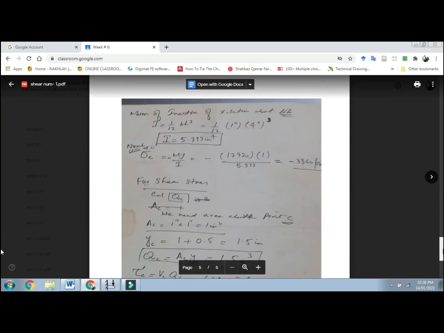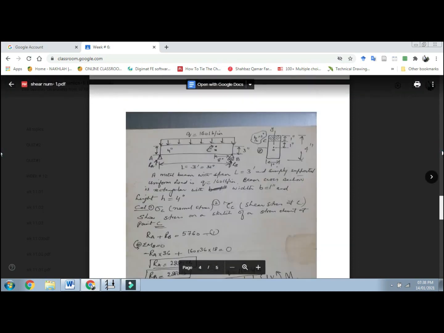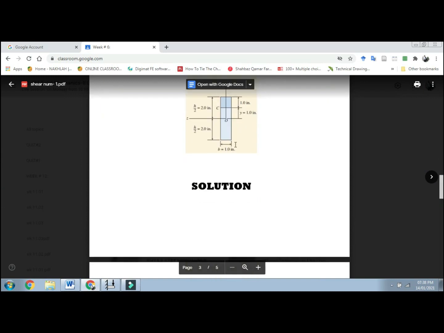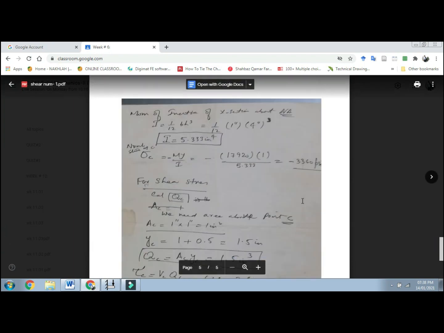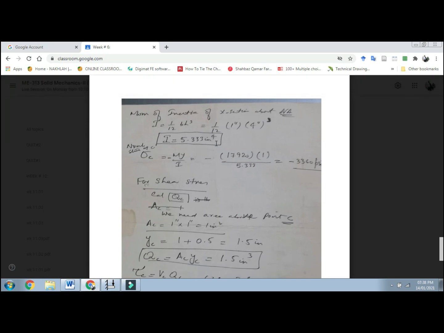Then we calculated the moment of inertia for the cross section. This is the cross section, 1 by 12 bh cubed. It's a rectangular cross section, so it comes out to be 5.33 inch^4. Then the bending stress is My upon I. Since it is above the neutral axis, we take the minus sign. What was the bending moment at C? 17920. Y is half the distance from the neutral axis, I just calculated at the top. It comes out to be minus 3360 psi.